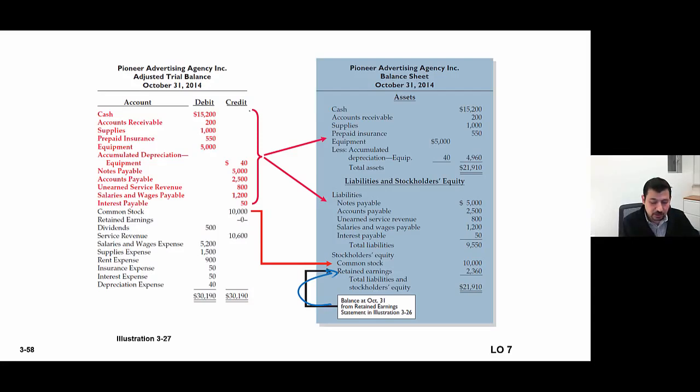Here we get on the balance sheet. We start with all the assets, and we take the balances from the adjusted trial balance, then the liabilities, and after that we take the common stock. All these are from the adjusted trial balance. The retained earnings amount comes from the retained earnings statement. And here again, the total assets must equal total liabilities and stockholders' equity.